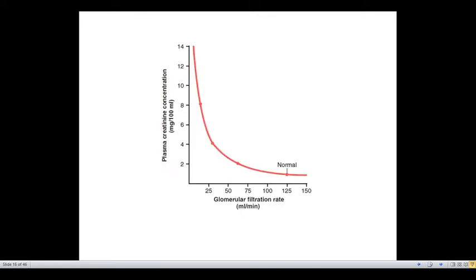The figure shows the approximate relationship between glomerular filtration rate and plasma creatinine concentration. You can see that decreasing glomerular filtration rate by 50% will increase plasma creatinine to twice normal if creatinine production by the body remains constant.